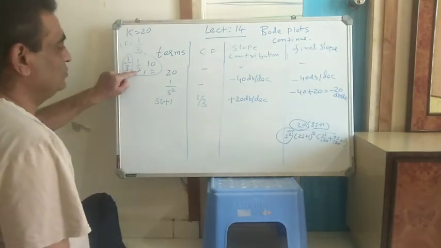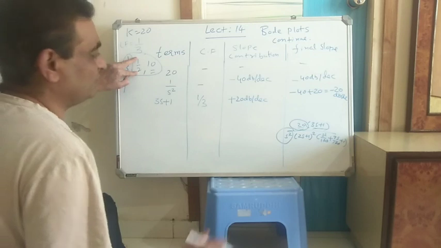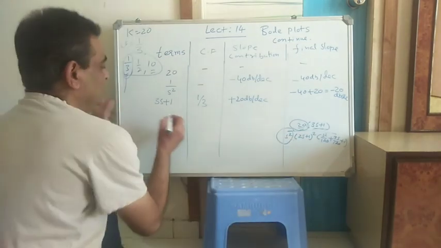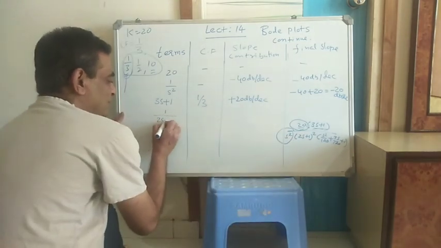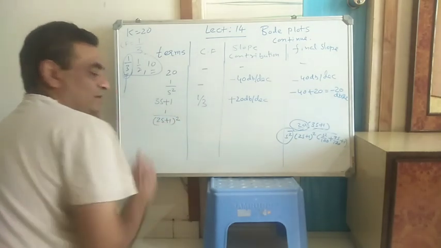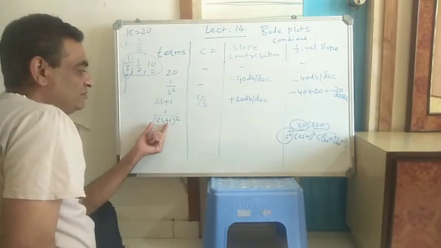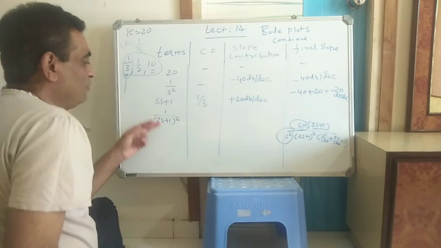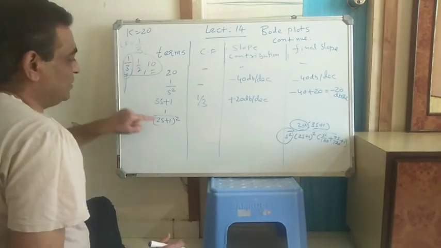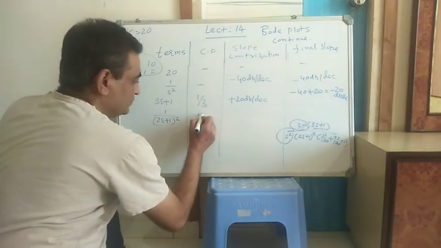Then 1 by 2. 1 by 2 is contributed by which term? This term, a second order term, 2s plus 1 whole square. But how many poles does this term have? 2 poles. So what is the corner frequency? First of all, from this term, 1 by 2.